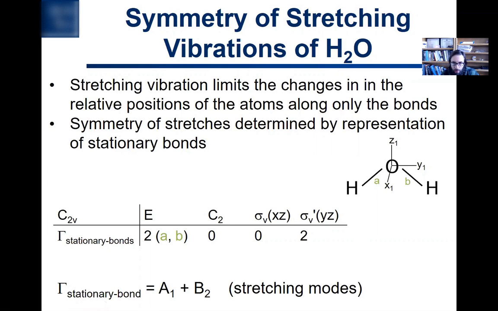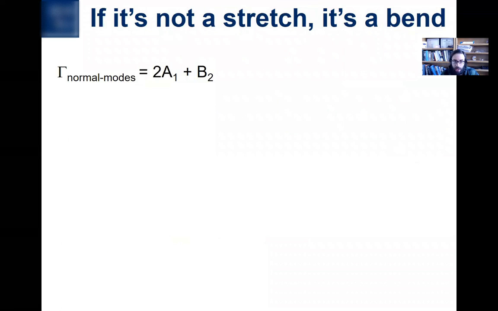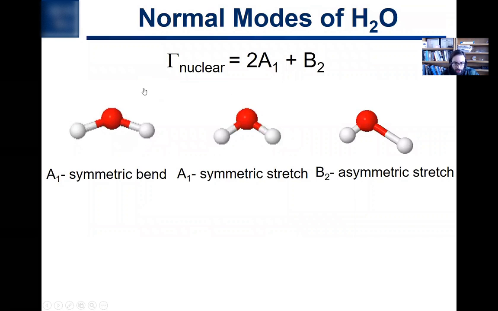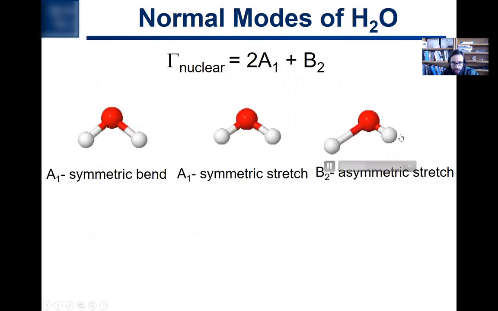If we know which ones are stretches, we know the rest are bends, because if it's not a stretch, it's got to be a bend. So we're just going to subtract off the 2 stretches from the gamma normal modes that we have, and we're left with 1 bend of A1 symmetry. That was a symmetric bend. And so sure enough, there's a symmetric bend, 1 bend, and 2 stretches that we saw previously.